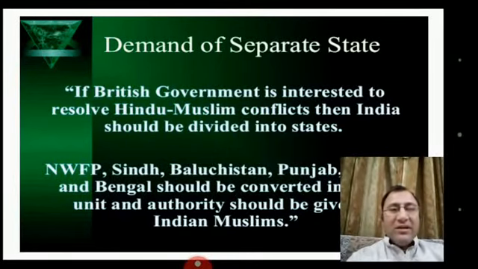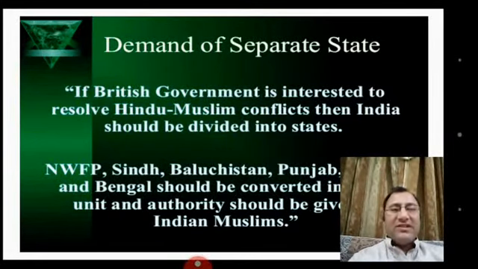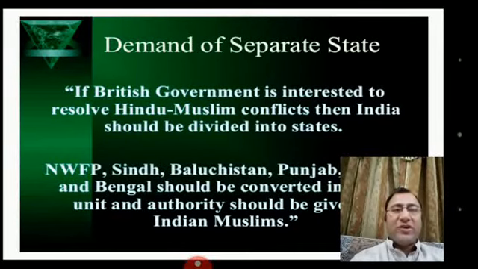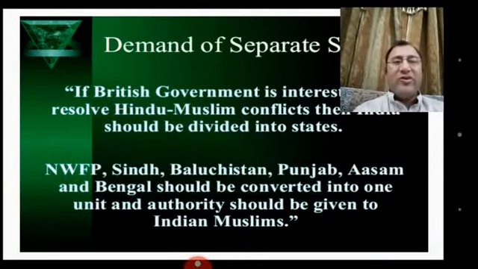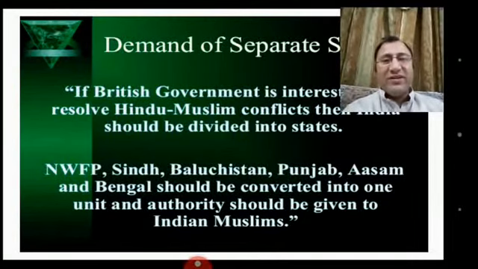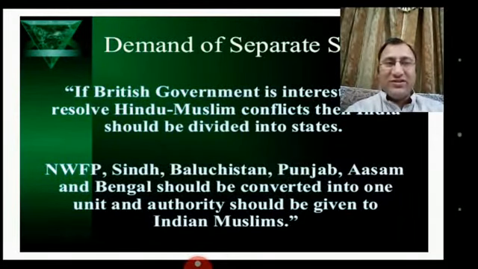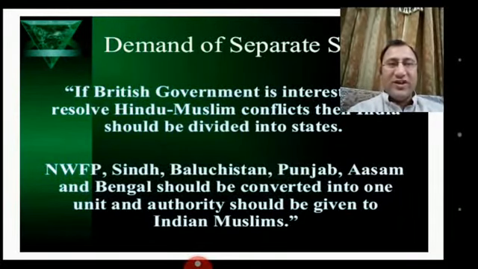Allama Muhammad Iqbal demanded a separate state for the Muslims. He mentioned that if the British government is interested in resolving the Hindu-Muslim conflict, then India should be divided into two states. So NWFP, Sindh, Balochistan, Punjab, Assam and Bengal should be converted into one unit. And of course, Indian Muslims should be given authority over this territory.